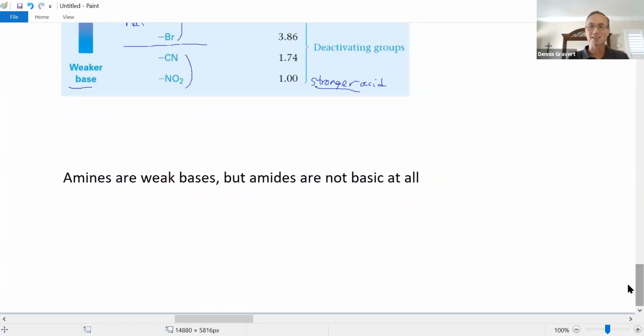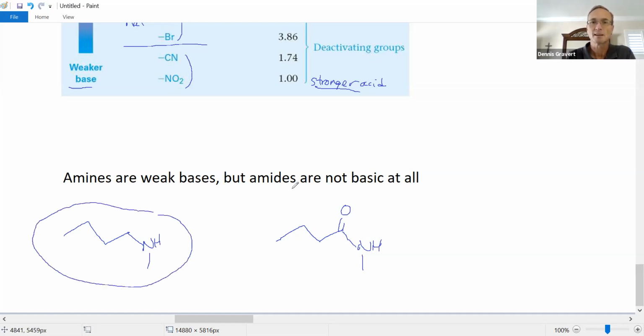Okay, we got one more form of nitrogen. Here, there's an amine. Here's an amide. Which one's the stronger base? The amine is. Amides are not basic at all. Okay, that's something you just have to remember.